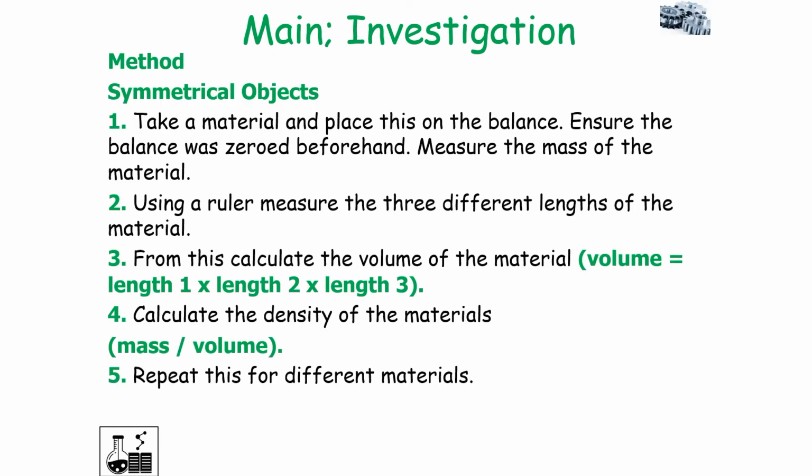Now, to work out the density of symmetrical or regular objects, you take a material and place it on the balance. You ensure the balance was zero beforehand and you measure the mass of the material. Then, using a ruler, you'd measure three different lengths of the material and use this to calculate the volume of the material. Normally it would be length 1 times length 2 times length 3. You can then calculate the density of the materials by using the equation density is equal to mass over volume, and repeat this for the different materials.